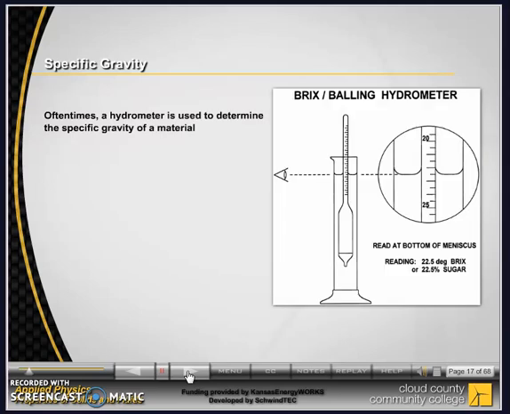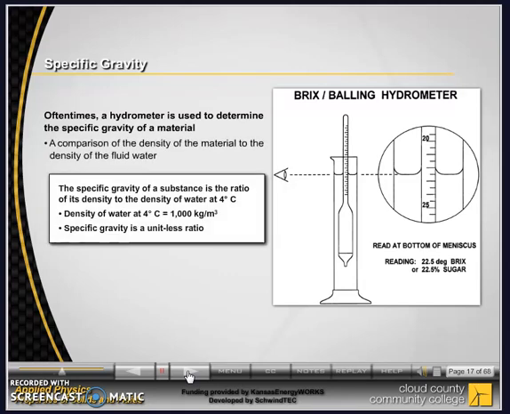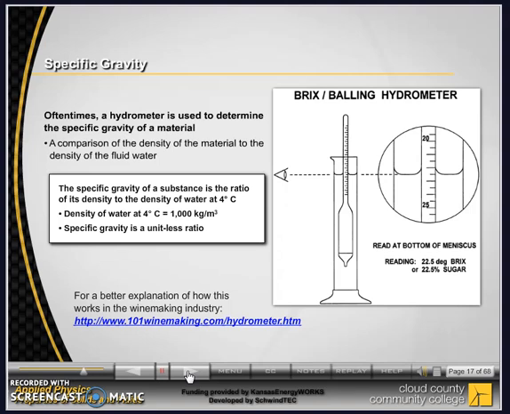Oftentimes, a hydrometer is used to determine the specific gravity of a material. It is making a comparison of the density of the material to the density of the fluid water. For a better explanation of how this works in the winemaking industry, you could go to the following URL.